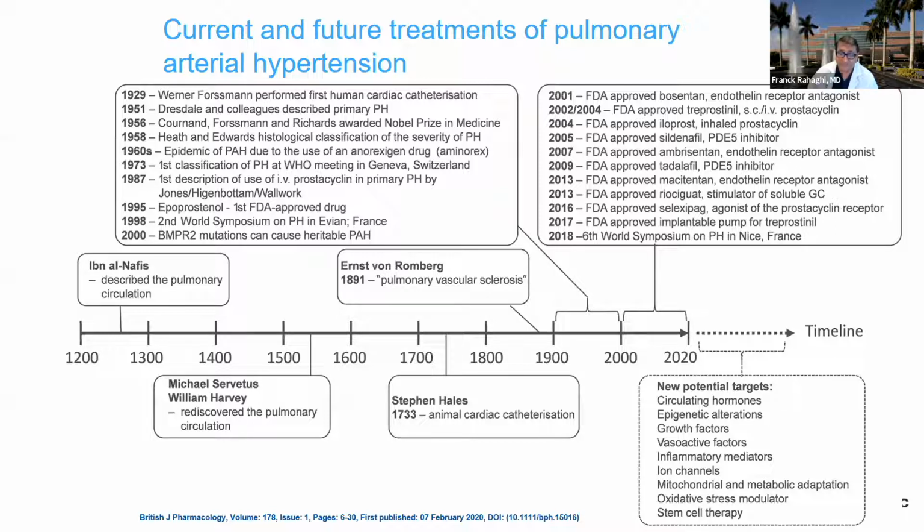And eventually it's been an amazing set of wins with the approval of bosentan, treprostinil, iloprost, inhaled prostacyclins, sildenafil, ambrisentan, tadalafil, macitentan, riociguat, selexipag, et cetera, et cetera. So really an embarrassment of riches, and new potential agents coming up. There's a lecture on potential agents, so I'm not going to talk about them in terms of actual chemical agents, pharmaceutical agents, but we'll talk about some stuff.